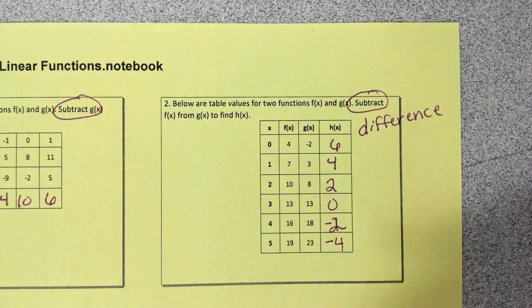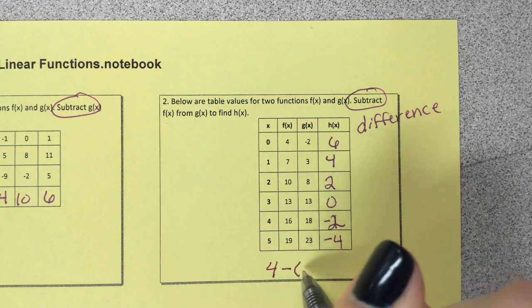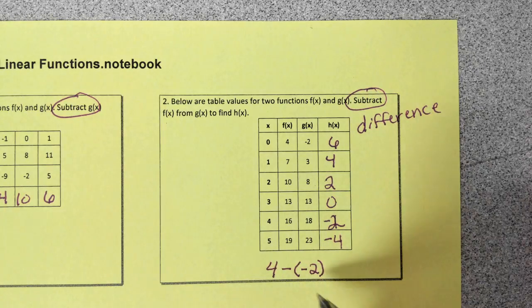Again, guys, just plug that in your calculator. It's simply 4 minus -2 in your calculator. You don't even have to have those parentheses there to do it.